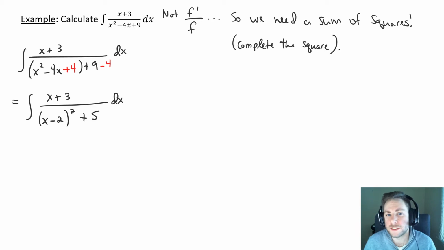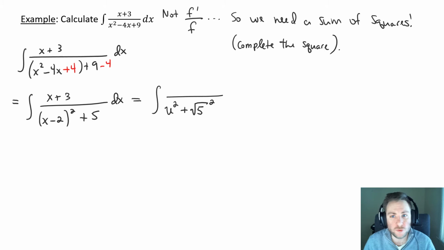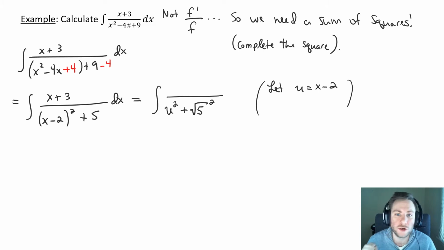Now, the real reason we want a sum of squares is so that we can make use of inverse trig formulas. So we want to think of the denominator as something of the form u squared plus a squared. But in order to do that, we need to perform the substitution where u equals x minus 2. In that case, du is exactly the same thing as dx, and so that makes for a pretty nice substitution so far. But we still have to deal with this x plus 3 in the numerator.